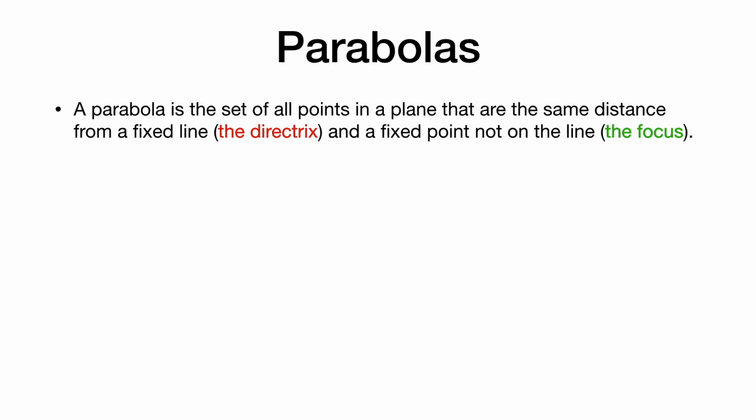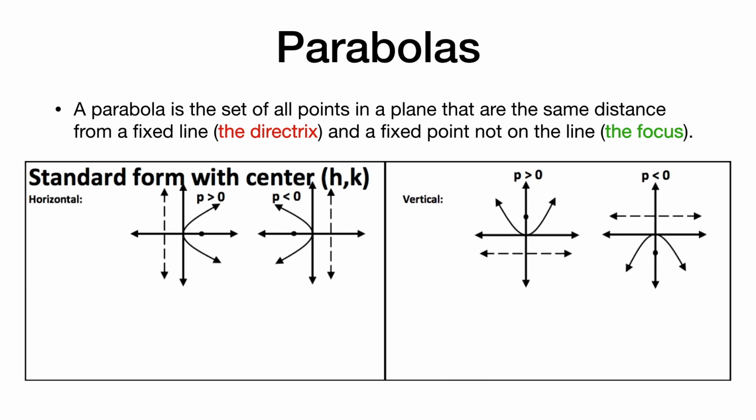If you look directly underneath that little part of your notes, you're going to see this. Standard form with center of HK. Do you see the word center there? I don't like it. I want you to X out that word and write vertex, with vertex of HK. So we have two different forms of this: our horizontal and our vertical.